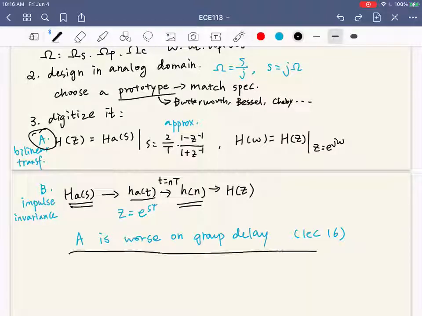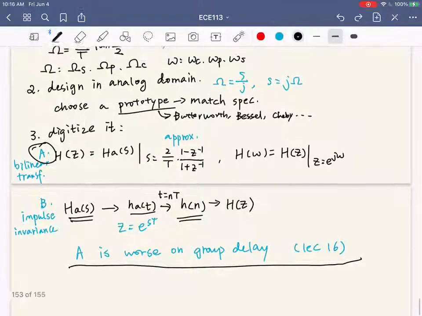Because of the approximation, A is worse on the group delay, but it is preferred for its convenience and simplicity. You can check the comparison diagram of method A and method B in lecture 16, and if the bilinear transform cannot satisfy your design requirements, you can also try method B. Perhaps you can get a better result in your group delay.